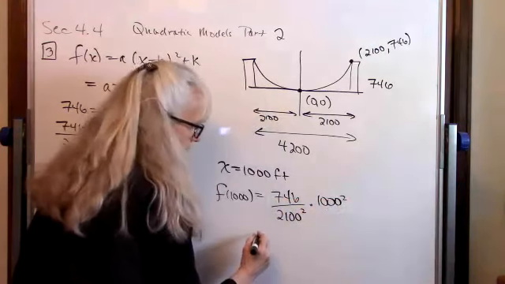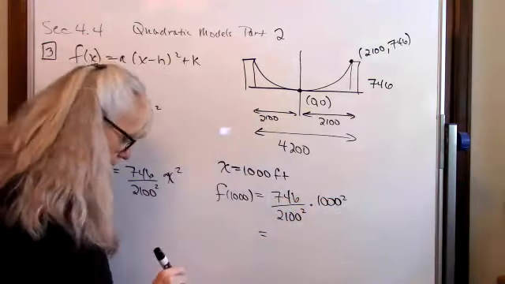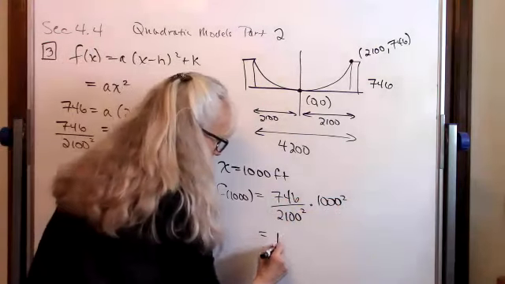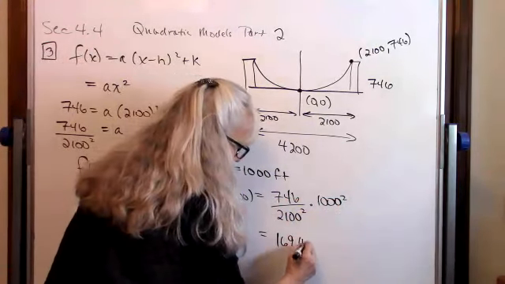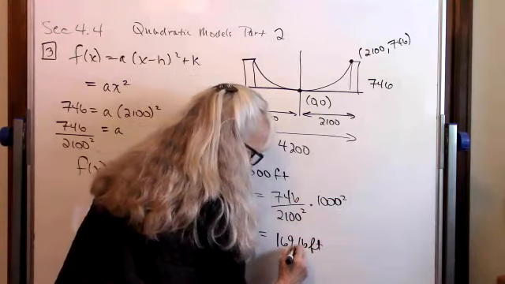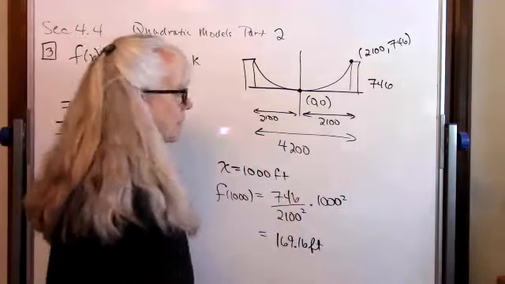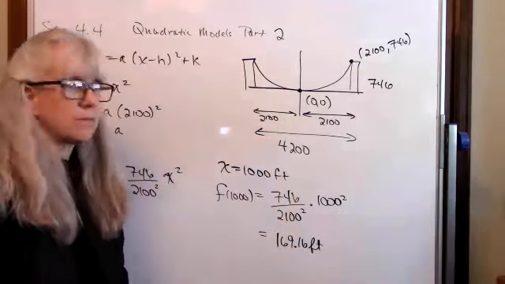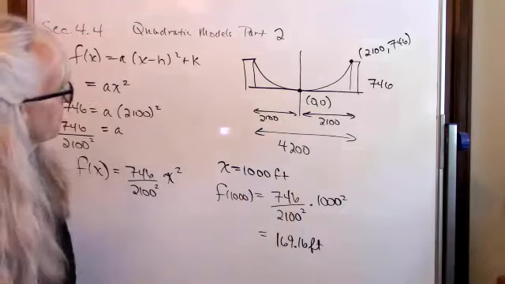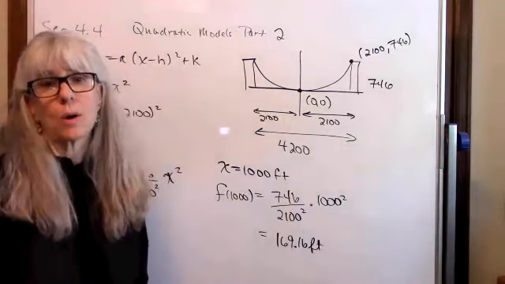And then you're just going to head to the calculator. And once you do that, you should end up with 169.16 feet. So if you're 1,000 feet from the center, the cable is already 169 feet above you. No max or min on this one, but writing the equation correct.